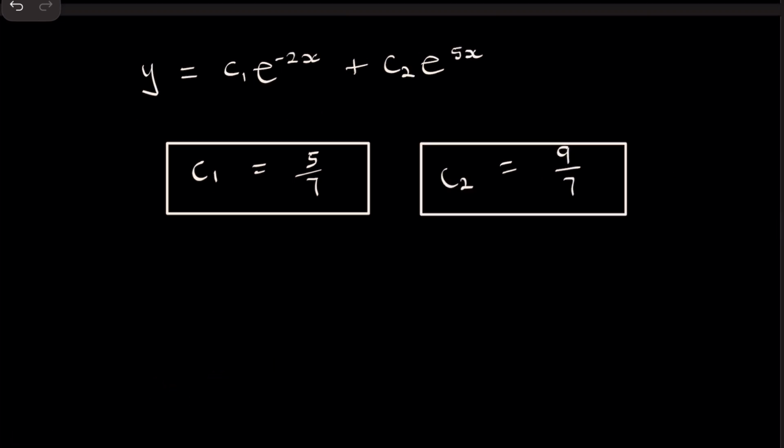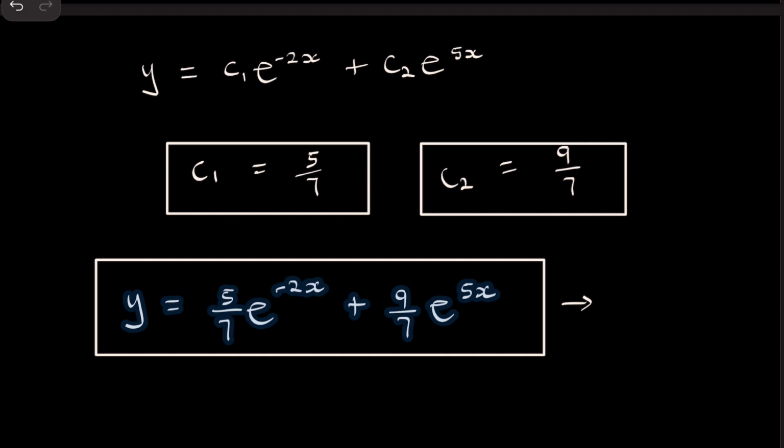So our next step is to go back to our given general solution, which is giving us y is equal to C1 e exponent minus 2x plus C2 e exponent 5x. So now we have C1 to be 5 on 7, C2 to be 9 on 7. So we just have to substitute these guys in here. Then we are going to have our particular solution. And so our particular solution will be giving us y is equal to 5 on 7 e exponent minus 2x plus 9 on 7 e exponent 5x. And so this is our particular solution.